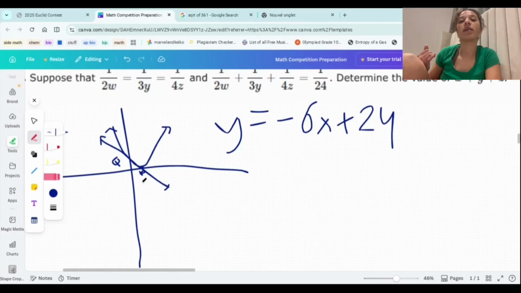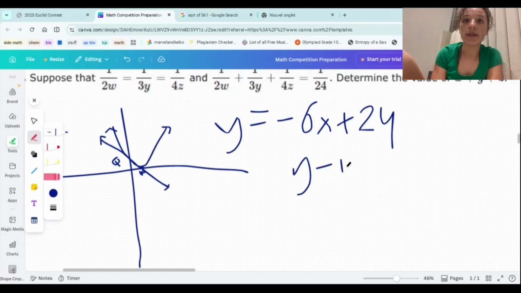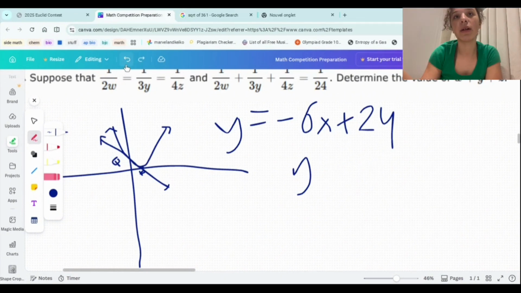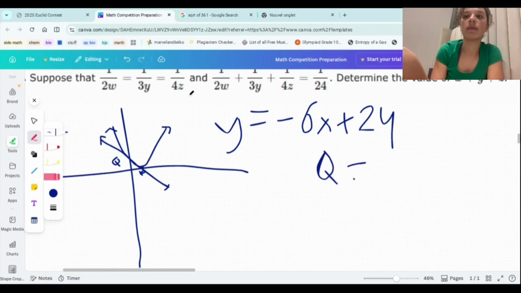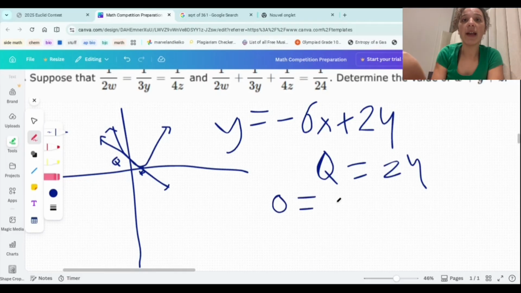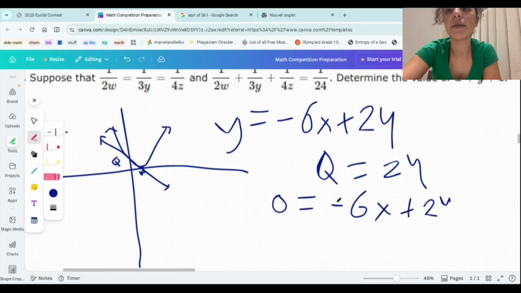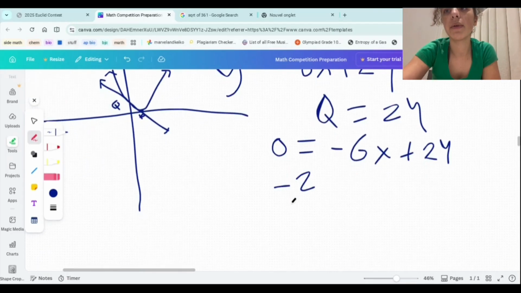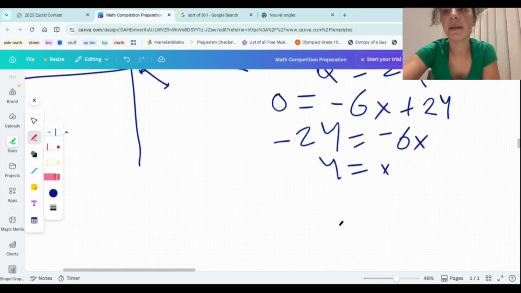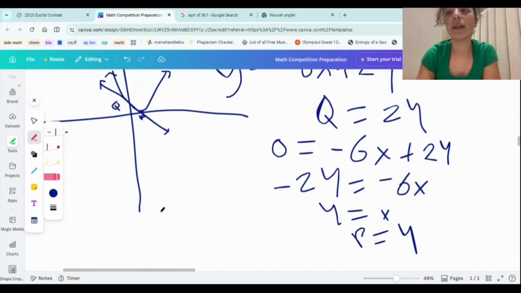Okay, so now what is Q? What is this line's y-intercept? To find that, you just substitute x with 0, because all along the y-axis, x is equal to 0. So Q is equal to 24. And for the x-intercept, where the height is 0, so y is 0, if I say 0 is equal to minus 6x plus 24, I'll subtract 24 from both sides, right? So minus 24 is equal to minus 6x. And divide both sides by minus 6, I get 4 is equal to x. So P is equal to 4.